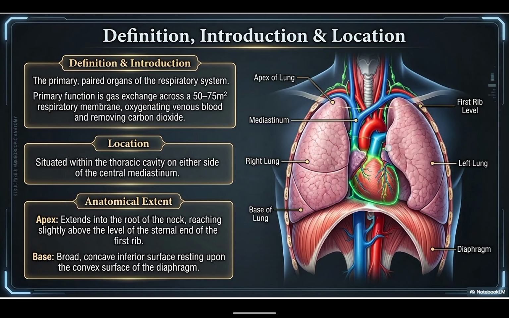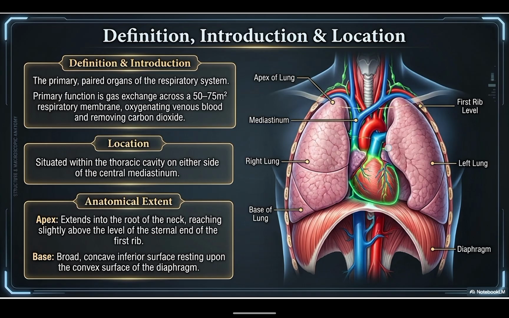The lung is situated within the thoracic cavity on either side of the central mediastinum. Now, some people will start asking, what is the mediastinum? The mediastinum is just a space which is bounded anteriorly by the sternum and laterally by the lungs and posteriorly by the thoracic vertebrae. So the mediastinum contains the heart. So it's a space that contains the heart that is bounded laterally by the lungs.